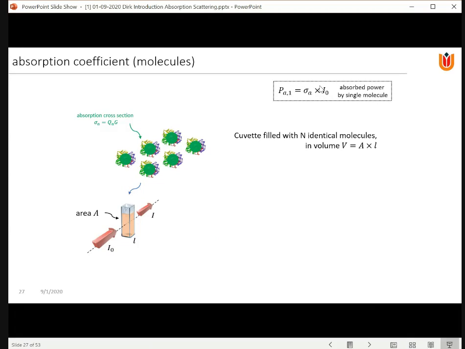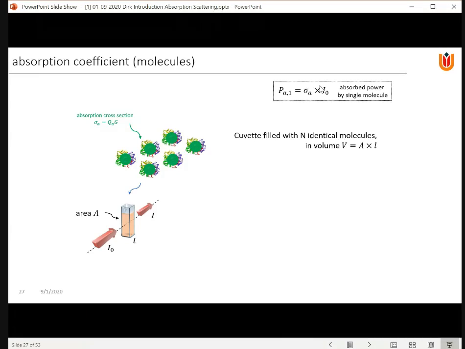So let's now take a bunch of molecules and put them in a cuvette, for example. Each of these molecules has an absorption cross-section sigma A, which is equal to the product of the absorption efficiency and the geometrical cross-section, but we do assume that they are all identical. Then the power absorbed by only one molecule, P A1, is given by the absorption cross-section times the incident intensity.